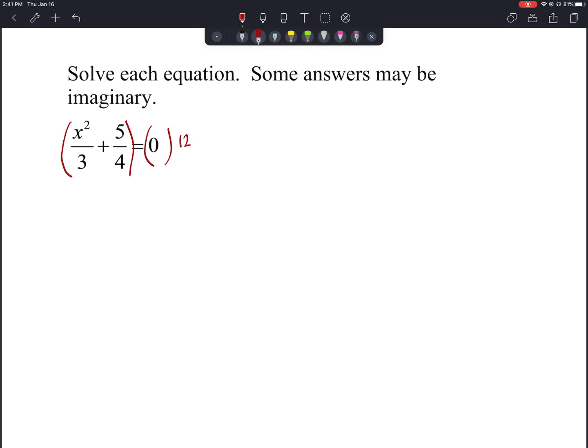Let's multiply by 12 on each side because 12 is divisible by 3 and 4. So we're going to end up with 4x squared plus 12 divided by 4 is 3 times 5 is 15 equals 0.